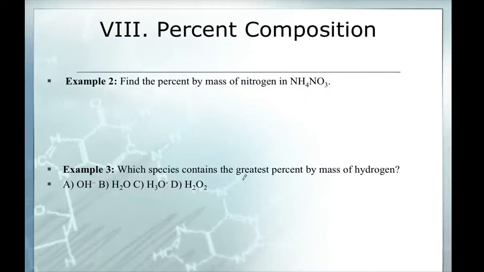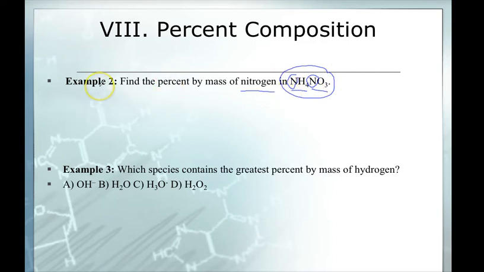So for example, here's the compound right here. Now it's a little bit of a strange compound. It's ammonium nitrate. It's definitely a ternary compound. It wants you to find the percent by mass of nitrogen. So it wants you to find out how much of the nitrogen is in the compound. What percentage of the mass of this whole compound is nitrogen?